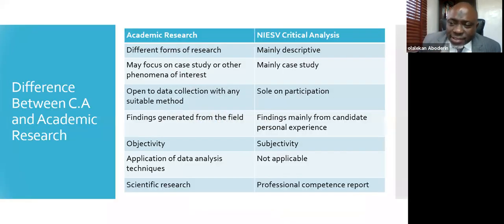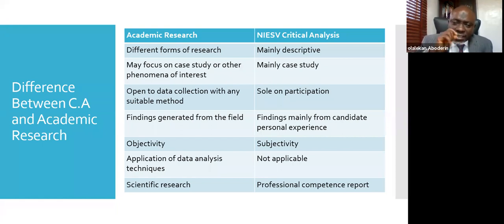Now, what then is the difference from the background that I've given? The differences are actually obvious between what's supposed to be academic research and NIESV critical analysis. This slide is very important.